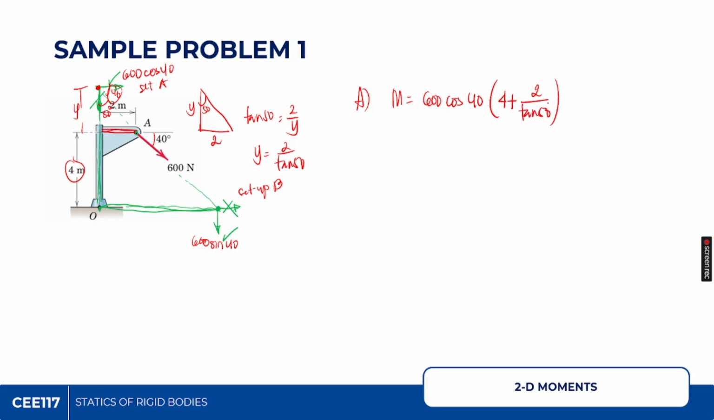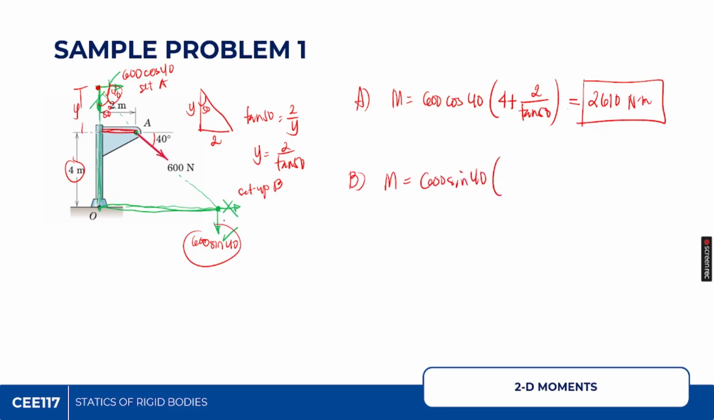Okay, if you will solve this using the calculator, that is about 2610 Newton meter pa rin. Okay, for setup B naman, moment still. So, ito naman, 600 sine 40. Tapos, yung perpendicular distance niya, as you can see, this is 2. Tama ba? Ito class, 2 yan.